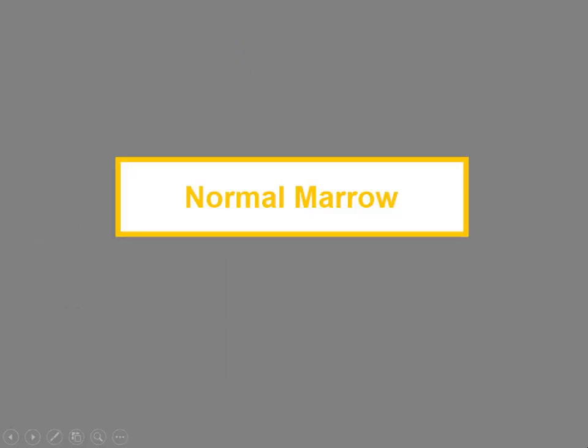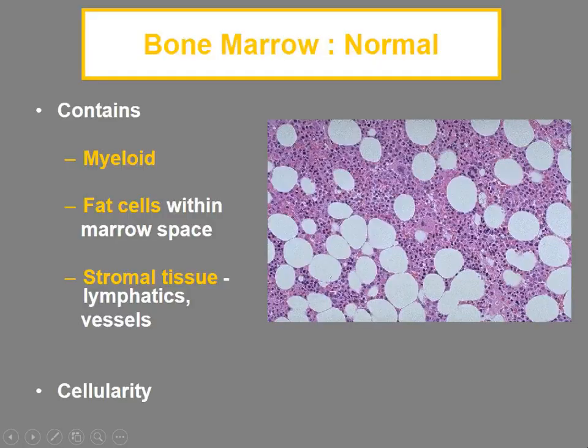Now, to know the appearance of normal marrow, we really need to know what normal marrow consists of. And there are three key components. First, we have myeloid tissue. And this is the active component of the marrow. It is what divides to give you the blood cells. Next, you have the fat cells, which are these white blobs like so, within the marrow space. And finally, you have the stromal tissues in between.